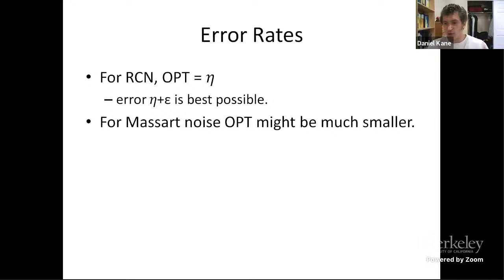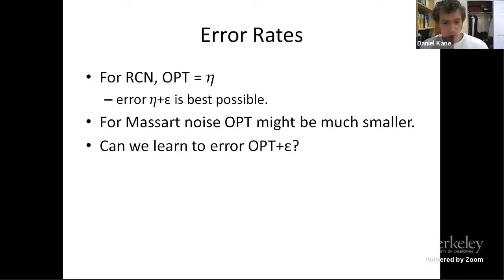In fact, if you learn to error eta plus epsilon, that means you've actually learned the noiseless function to error something like epsilon. However, for Massart noise, the optimal error might be much, much smaller than eta. Eta is now just a pointwise upper bound on our error rates. It might be the case that with high probability over x, there is no noise on y, and maybe only with very, very tiny probabilities does the noise rate approach anything close to eta.